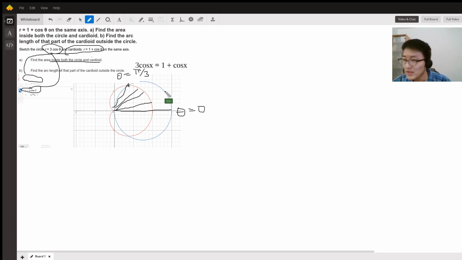All right, and then when theta equals pi over 3, it changes from the cardioid to the circle. So now the circle is in the lead here, and that's the same for the bottom too. Now notice here that the shape is perfectly symmetrical to the bottom. It's symmetric to the x-axis. So therefore, all you have to do is find the area of this and times it by 2. And that's all you have to do.